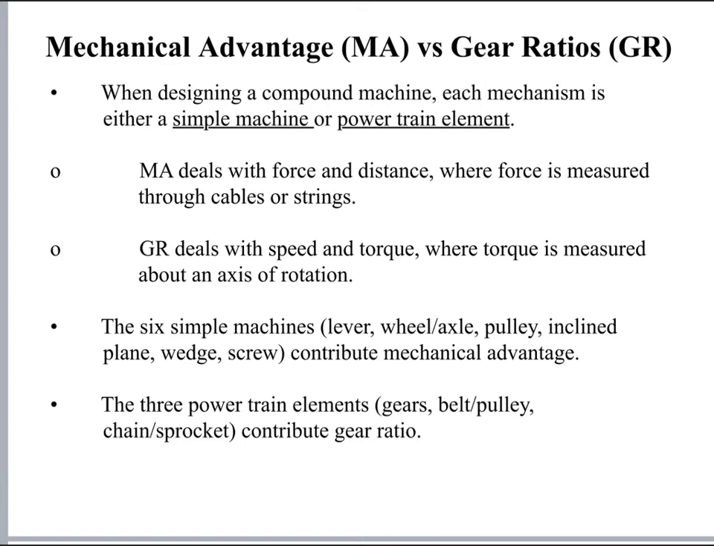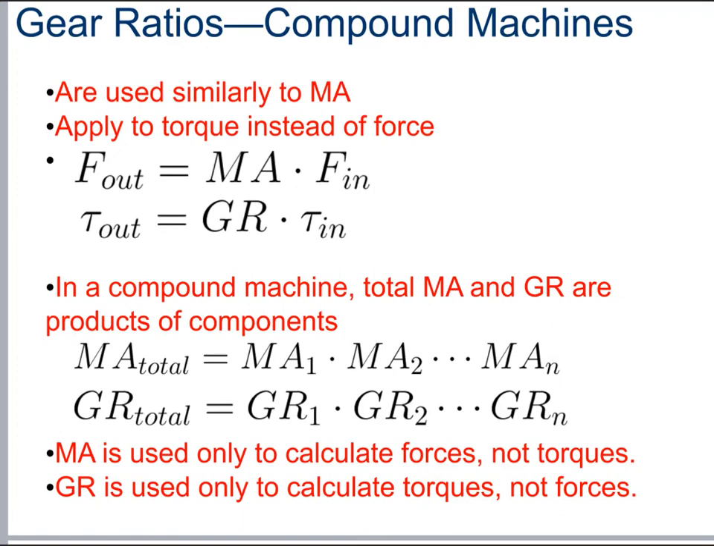it is considered to be the ratio of force, where that force is measured through cables or strings. And the 3 powertrain elements contribute to gear ratios, which deal more with speed and torque, and is why it is considered to be the ratio of rotation, where torque is measured about an axis of rotation. It's also important to note that both simple machines and mechanisms will always comply with the principle of conservation of energy. So to summarize, gear ratios are used similarly to mechanical advantage, but they apply torque instead of force.